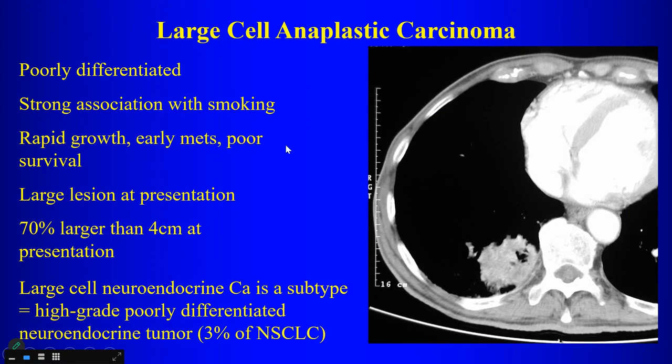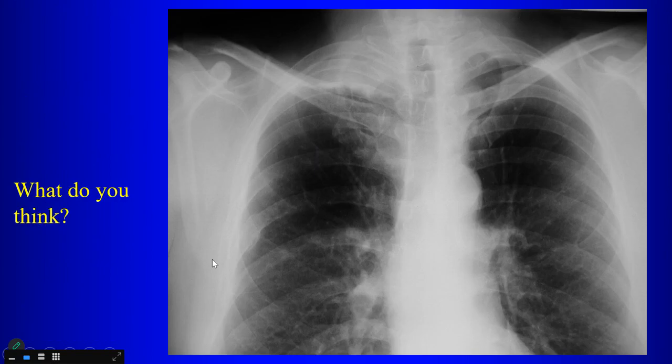Another type of tumor we might run across, large cell anaplastic carcinoma. There's nothing really specific about the imaging appearance of this. These tend to be aggressive, large lesions, usually larger than 4 centimeters. You might come across large cell neuroendocrine cancer when you look at the pathology reports of some of your lung cancers. High-grade, poorly differentiated neuroendocrine tumor. It makes up about 3% of non-small cell lung cancers. For whatever reason, I'm starting to see a lot more of these than I used to. I don't know if it's because pathology is better at classifying the tumors or not.